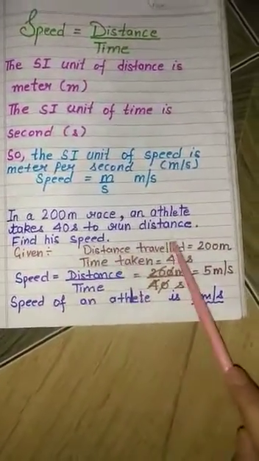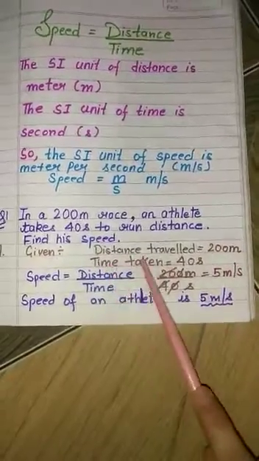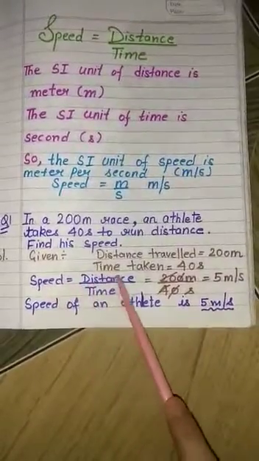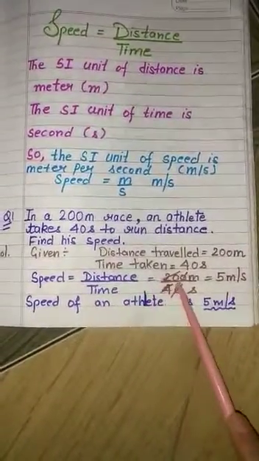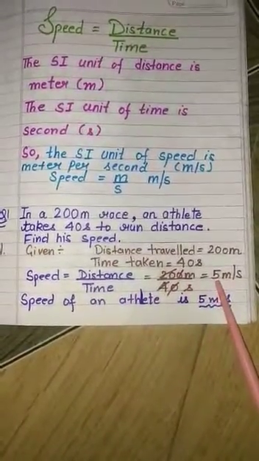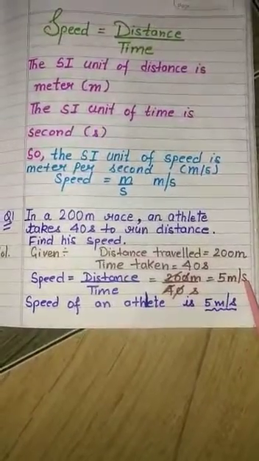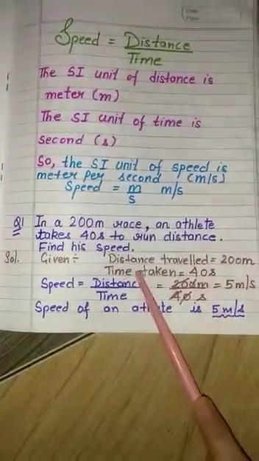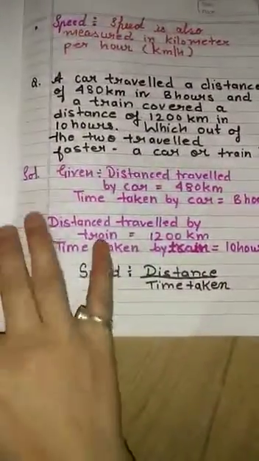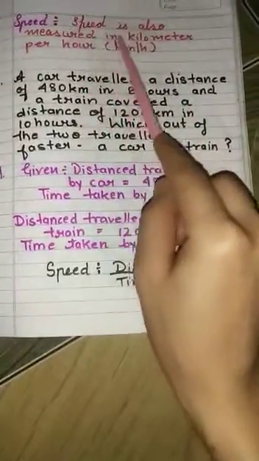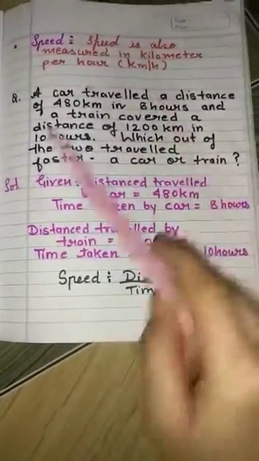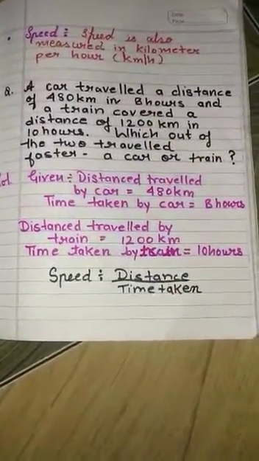Given: distance traveled 200 meter, time taken 40 seconds. Write the formula: speed equals distance upon time. Put the values: distance equals 200 meter, time taken 40 seconds. Solve it and we get the answer 5 meter per second. This is how we calculate the speed of an object or a body. Speed is also measured in kilometer per hour. This is another unit of speed. If someone asks you the SI unit, then you will say meter per second.